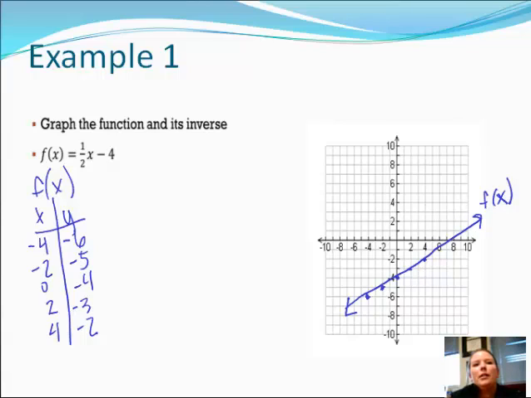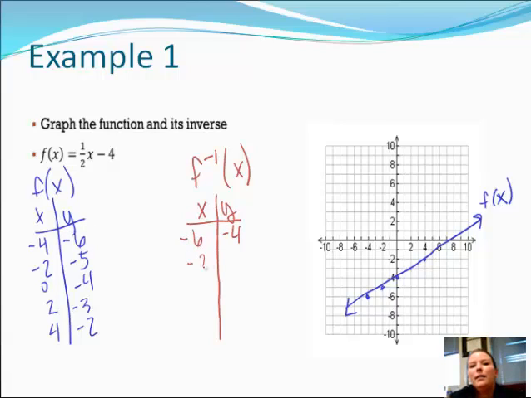Okay? Now I'm going to change colors so that you can see what the inverse function looks like. Okay, so remember that we say the inverse of x, we write it with a -1 sign. So I'm going to, instead of coming up with the equation and solving it algebraically, all I'm going to do is reverse these numbers in the table. So I'm going to say -6, -4, -5, -2, -4, 0, -3, 2, and -2, 4.